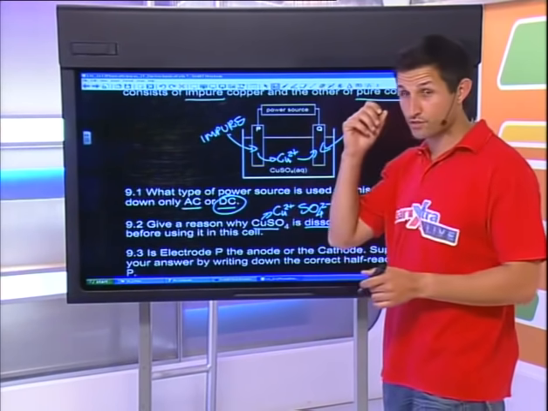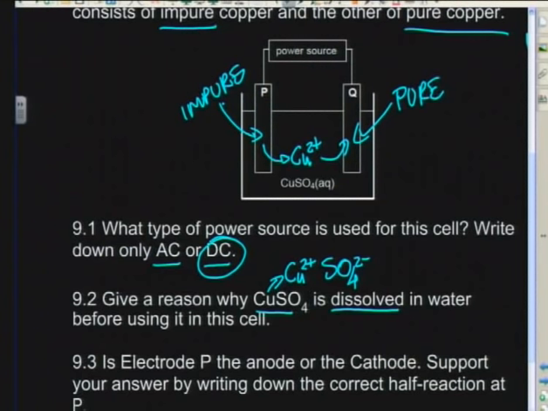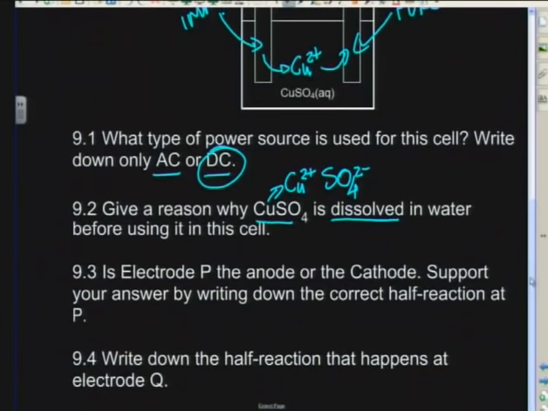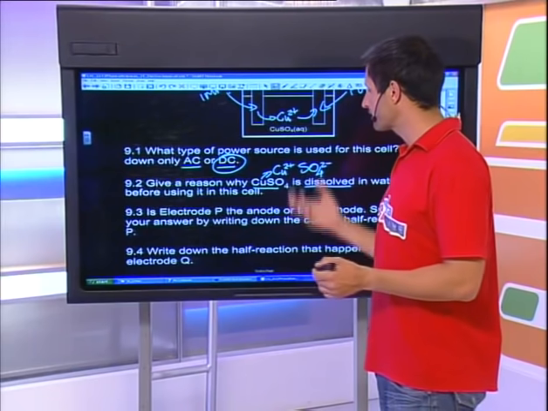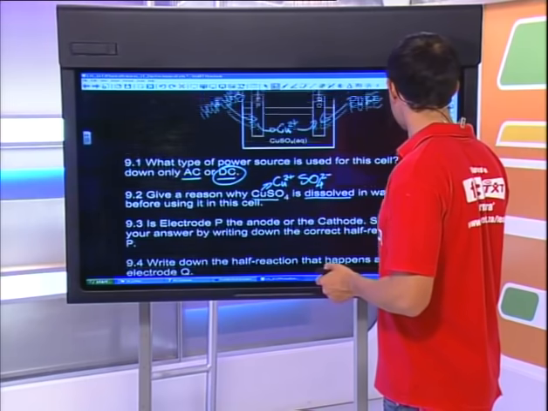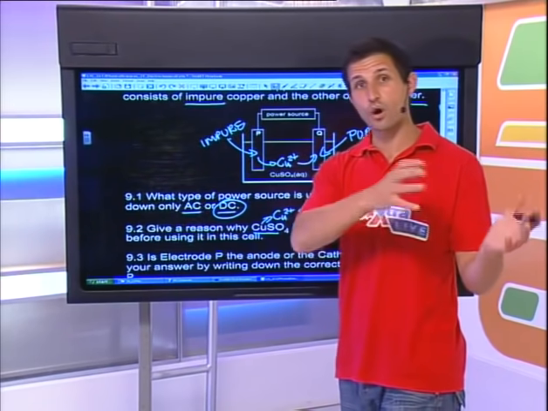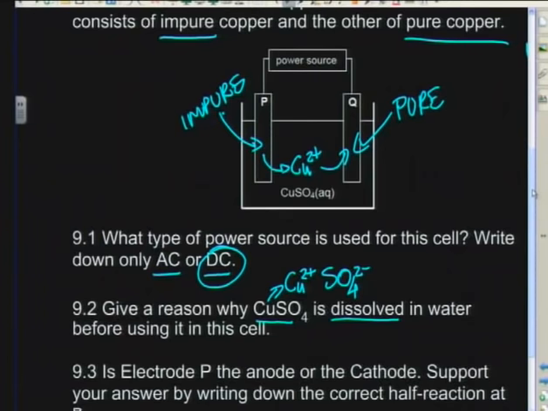Okay, now into the redox. It tells me, is electrode P the anode or the cathode? Now it says, support your answer by writing down the correct half reaction happening at P. Now, if P is the impure copper, you've got to ask yourself, do you want copper to change into ions or ions into copper? Now, if P is the impure form of copper, I don't want to make more metal on top of it, I want it to dissolve.